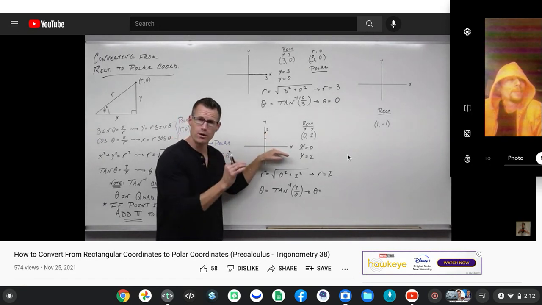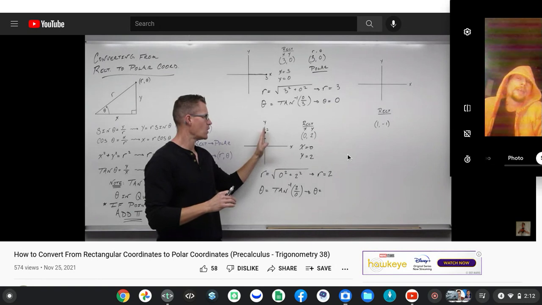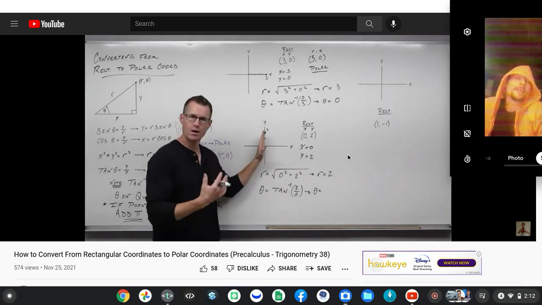Remember, our angle locates where our point is. So pi over 2 says, oh yes, pi over 2 would be right here. Oh, that's where my point is.